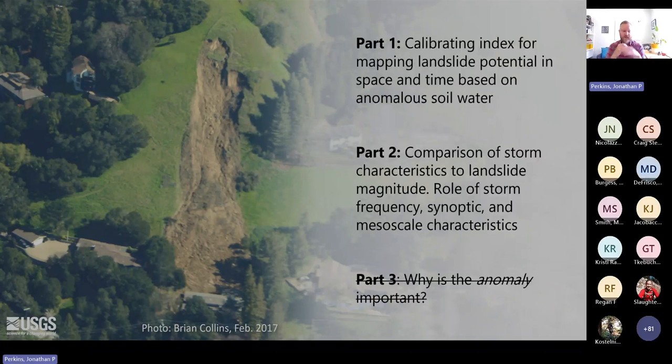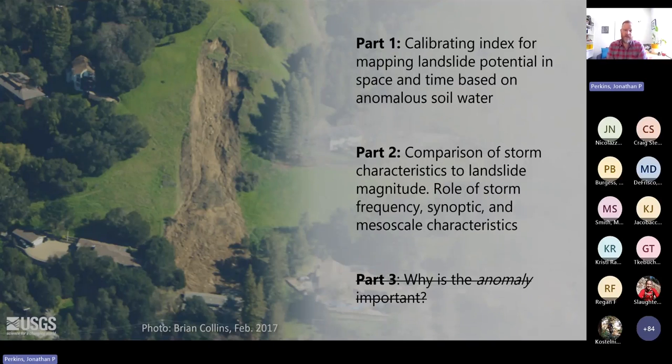The talk is in a few parts. In part one, we'll be working to calibrate a simple index for mapping landslide hazard potential in space and time, using a very simple soil hydrologic model, looking at local extremes of that as a universal threshold where we can establish distributed shallow landsliding.